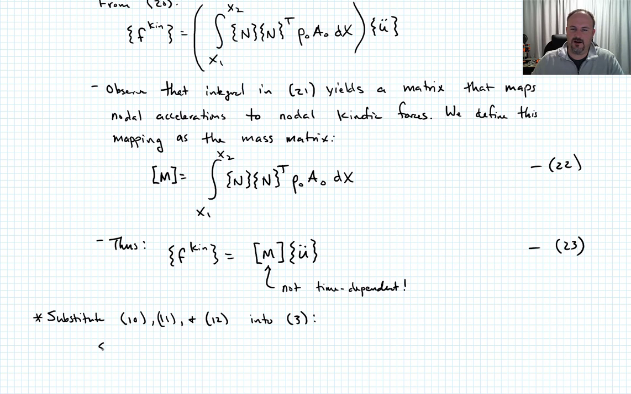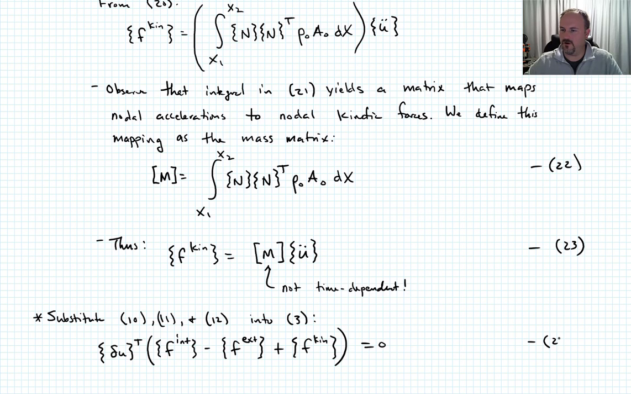And what do we get there? We get that delta U transpose times the internal force vector minus the external force vector plus the kinetic force vector is equal to 0. Let's call that equation 24.